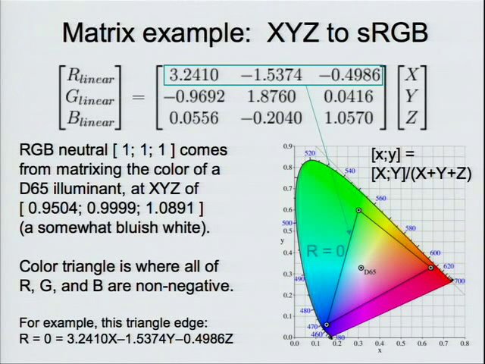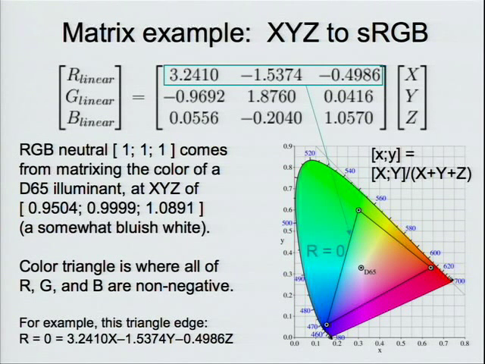Now, the color triangle I've drawn here in the XY space, and I've put the formula to remind you that XY is just a projection of XYZ in which you've normalized by the sum of the components to get a chromaticity without respect to intensity. The color triangle there is the region where all three of R, G, and B are non-negative. And so the edge that I've pointed out with the blue line there where it says R equals 0, that's the edge of the triangle where the red component goes to 0. So there's some interesting relationships you can notice between these matrices and triangles and so on. So that edge is defined by that equation where red equals 0 equals that linear combination of X, Y, and Z. So it's easy to work out where that edge is.